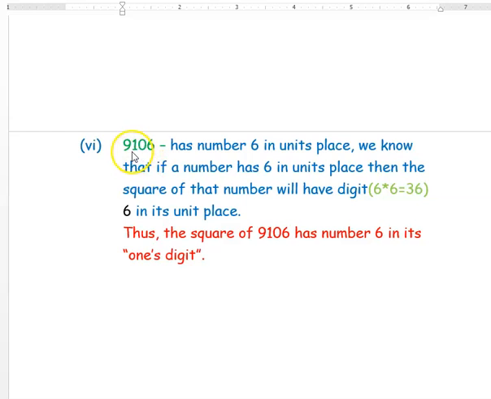Next number given is 9,106. Here 6 is in units place. So the square of 6 will be 6 into 6, 36. So that will also have 6 in its units place. Thus the square of 9,106 has the number 6 in its ones digit.